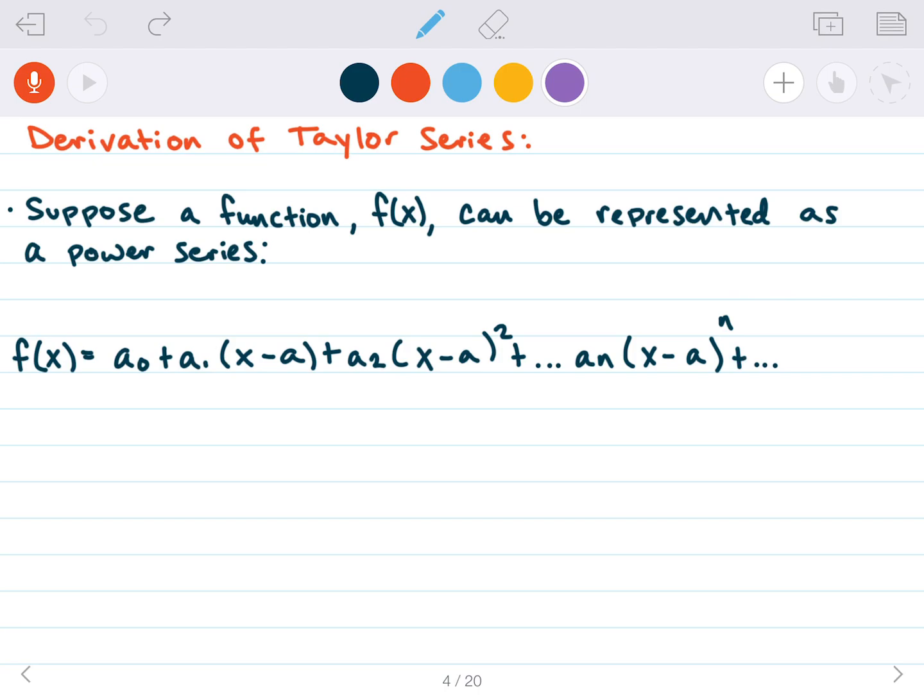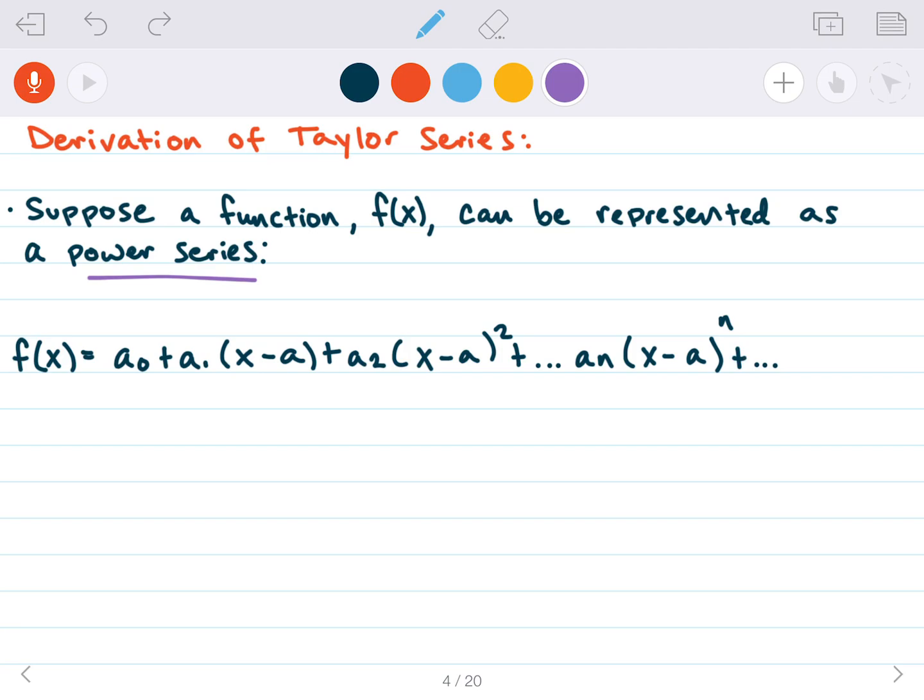So if f of x can be represented as a power series, remember we talked about what power series looked like the week before last. Well, if a function can be represented as a power series, it's going to look exactly like this, where a is the center of our power series, and a sub n, for each n, is going to be a coefficient. Now, all we need to do is figure out what these coefficients are, and that's going to tell us what our Taylor series is going to look like.